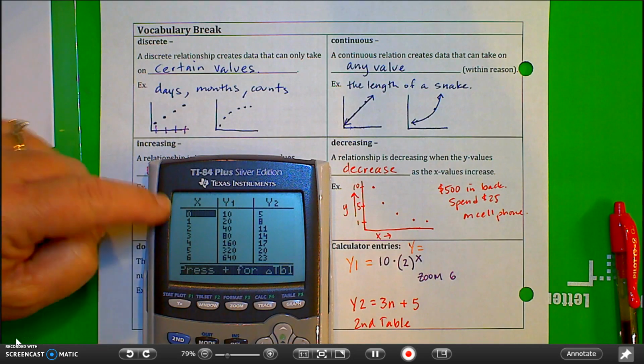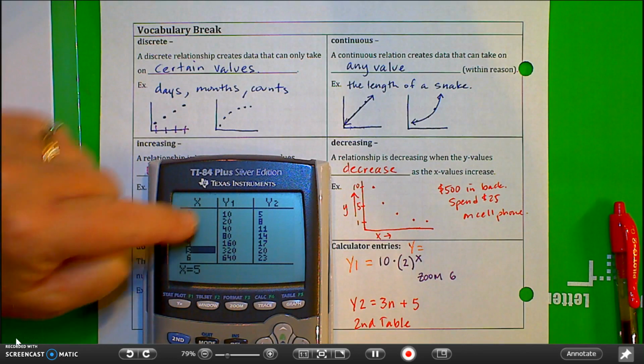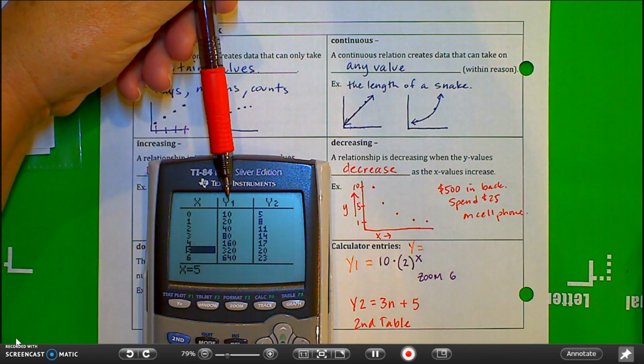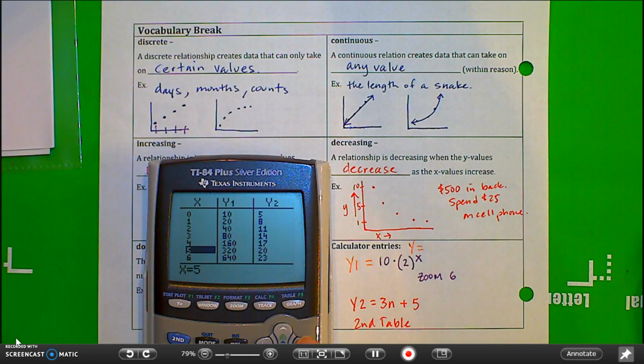And you can see for these different x values, and these could be your discrete values, here's the y values for graph number 1, that was our exponential. Here's the y values for graph number 2, that was our arithmetic. All right, there you go.